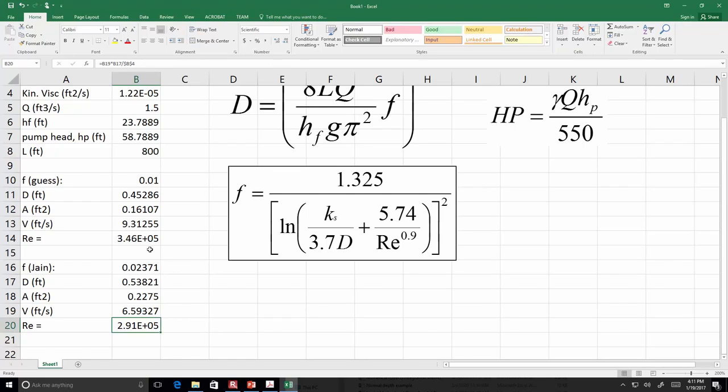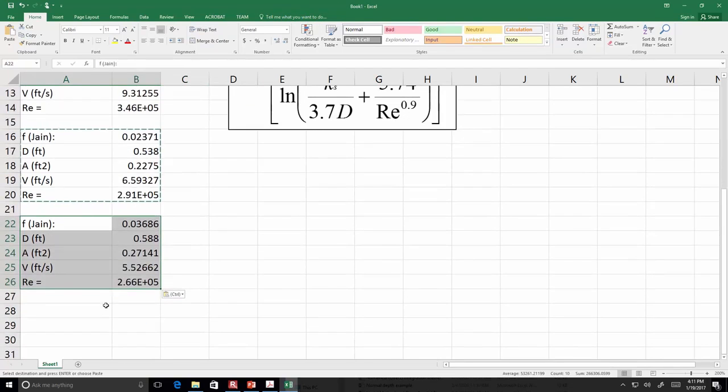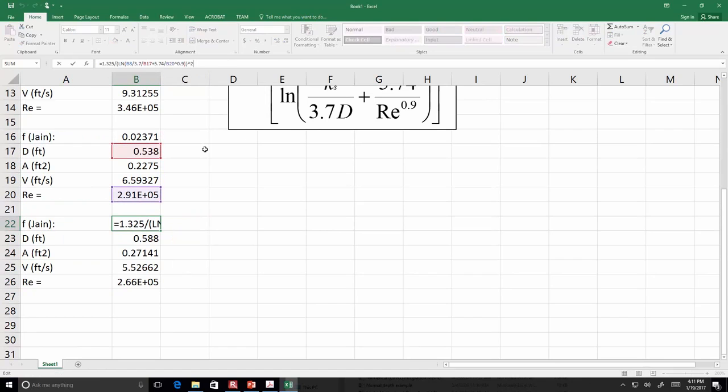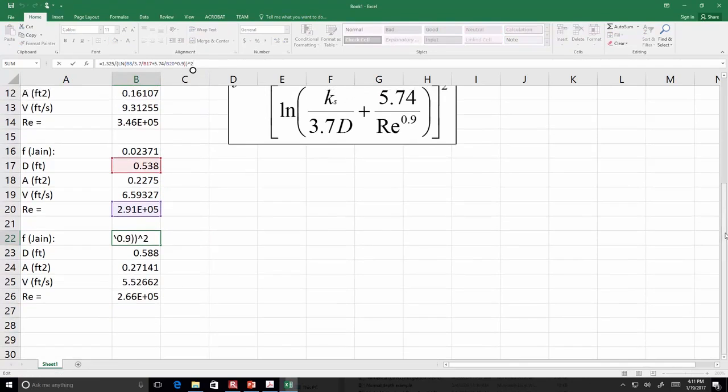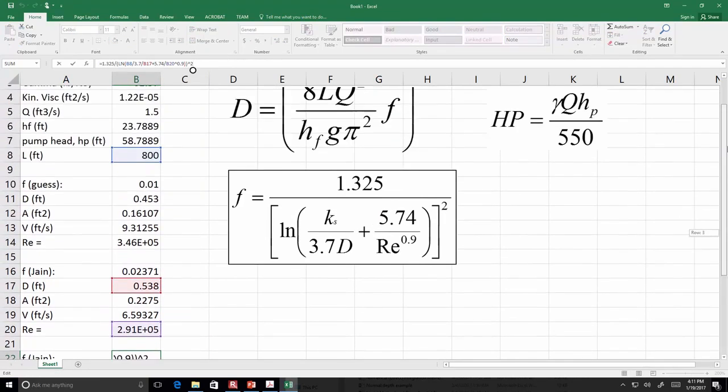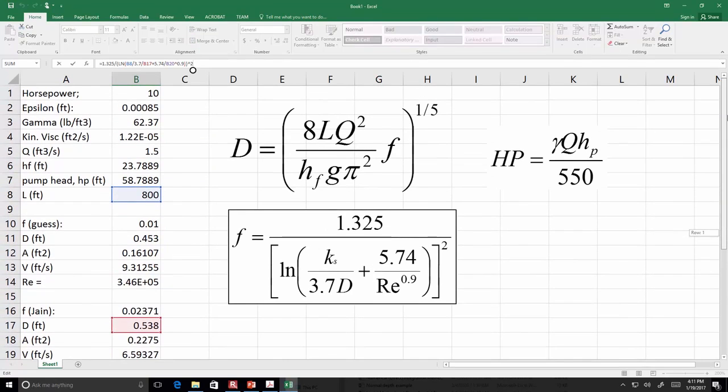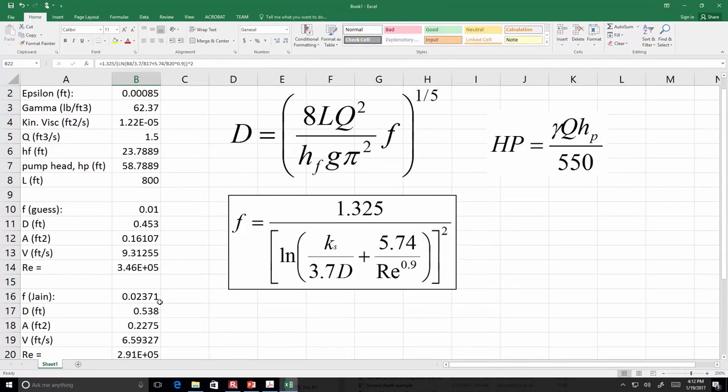And what we do is we keep iterating this until it doesn't have any differences in the diameter anymore. So we can copy and paste again. Something went wrong in that step. I think something wasn't anchored that needed to be.